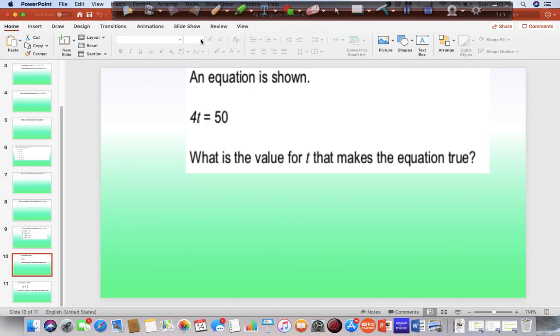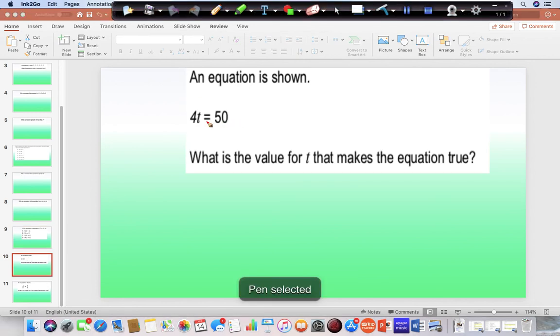Almost done. Okay, it says an equation is shown for 4t equals 50. What is the value for t that makes the equation true? Remember, when we are solving equations, we want to solve them by doing the opposite of what it says. When we go to solve something, we work backwards, okay? Like if you're solving a mystery, you start and work backwards to figure out what happened.